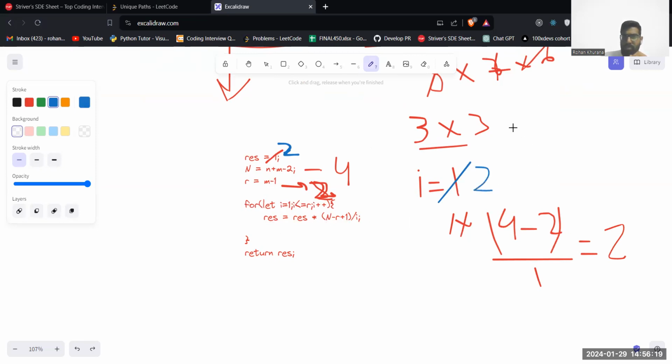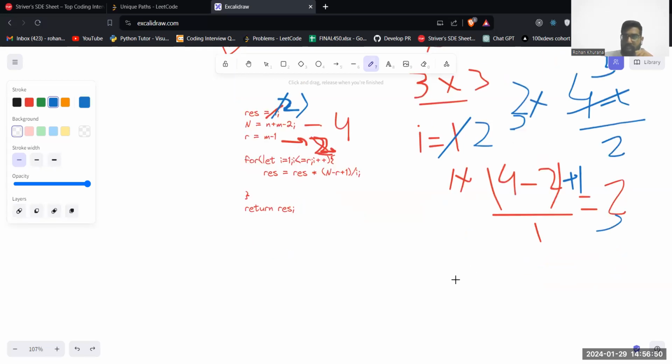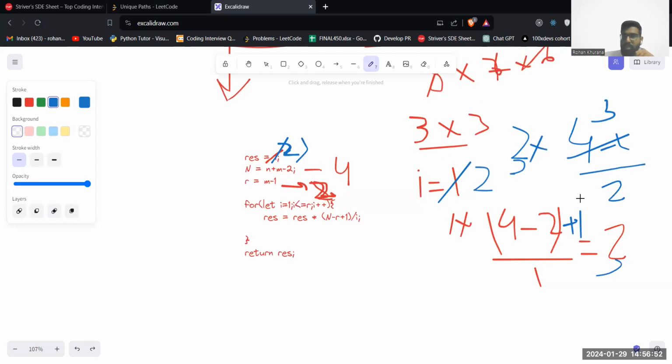Again, now i plus plus, so it becomes 2. Res is equal to res into, so 2 into N, where N is 4 minus R, minus 2. Oh sorry, it was plus 1 here: N minus R plus 1. So it should be 3, that is 3 into 4 minus 2 plus 1, which is again 3, divided by i, where i is 2. So 3 into 3 is 9, 9 divided by 2. What is this?